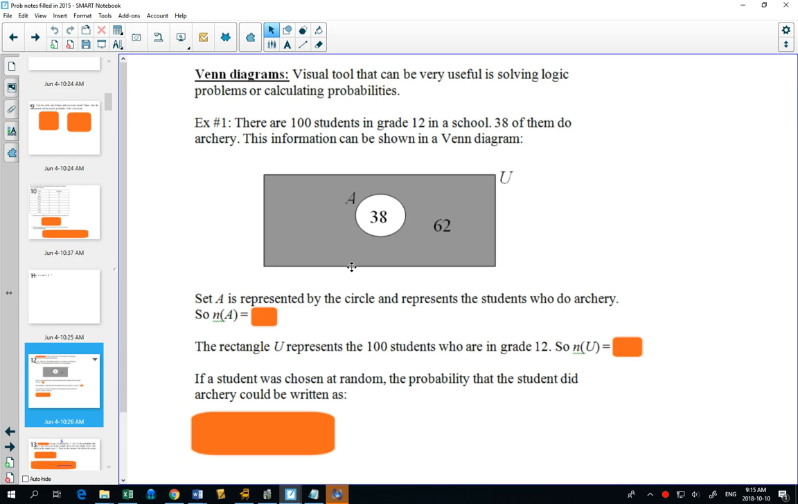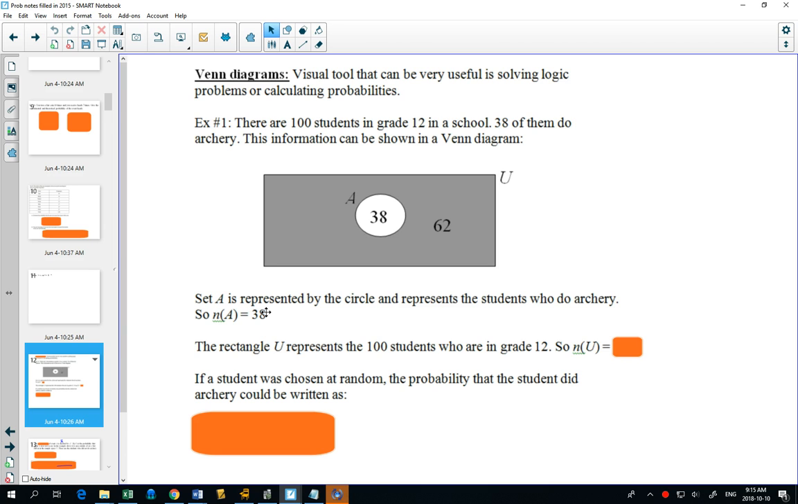There are 100 students. 38 of them do archery. 62 hold targets. In this Venn diagram, the circle represents the 38 people that do archery. Outside of that circle in the rectangle represents everybody else. The rectangle is a representation of the entire group. So the 38 plus the 62 equals the 100.